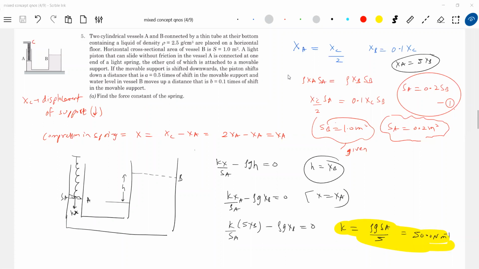No, decrease. What is H? H is, oh, fine. Got it, got it. The difference in level will be XB plus XA. Check it now. XB plus XA, how much will you get? XA will be 5 times XB. So XB plus 5 times XB, 6XB will come. So what shall I replace? 6XB.